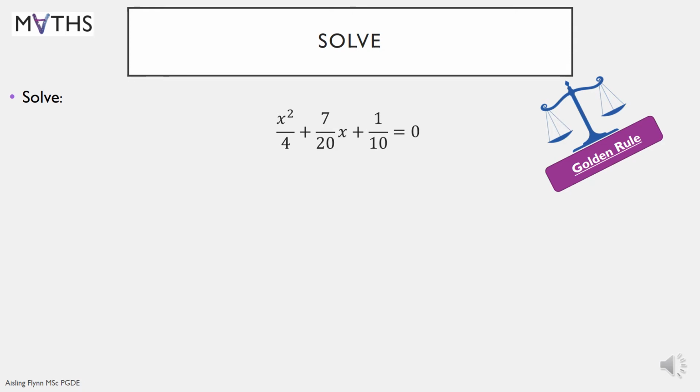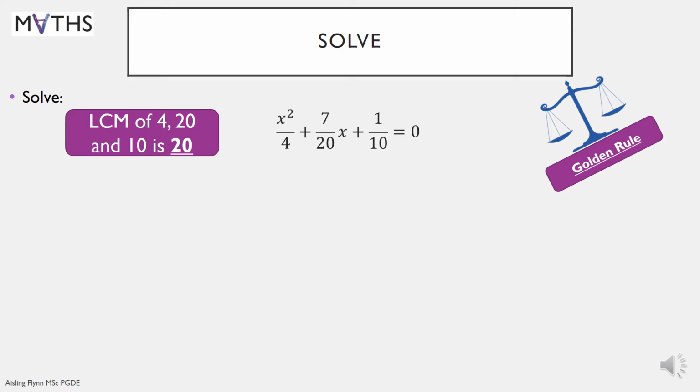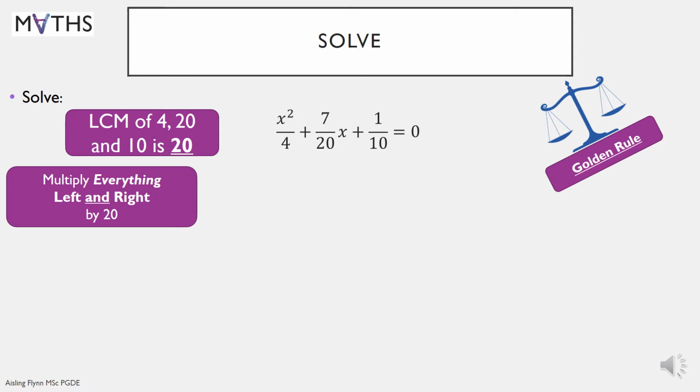Okay. Numbers under the line, the denominators, are for dividing. So we're going to use the opposite of that, multiplying, to hopefully remove those denominators. Okay, so the lowest common multiple of the denominators of 4, 20, and 10 is 20. So what we're going to do is multiply everything on the left and everything on the right by 20. And hopefully we'll get some dividing going on, and the denominators will just become 1 and they'll go away. Okay, so it looks rather messy.